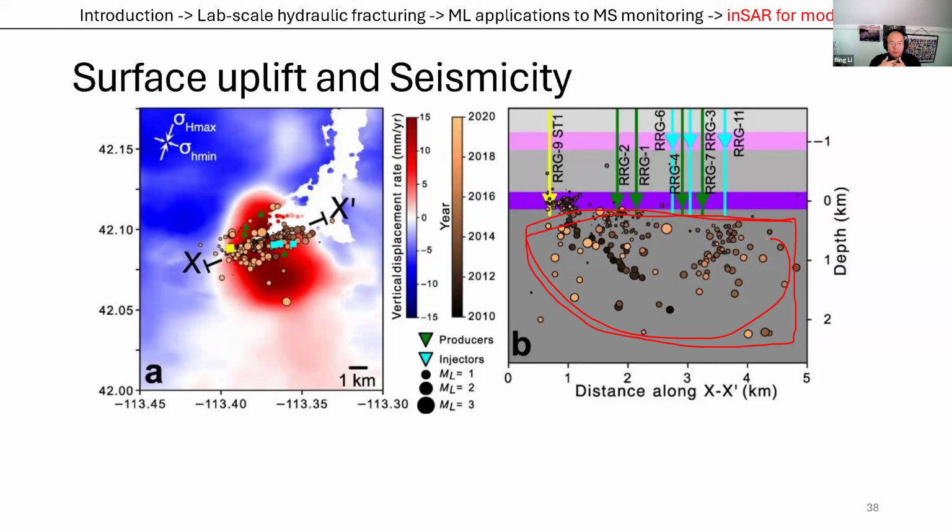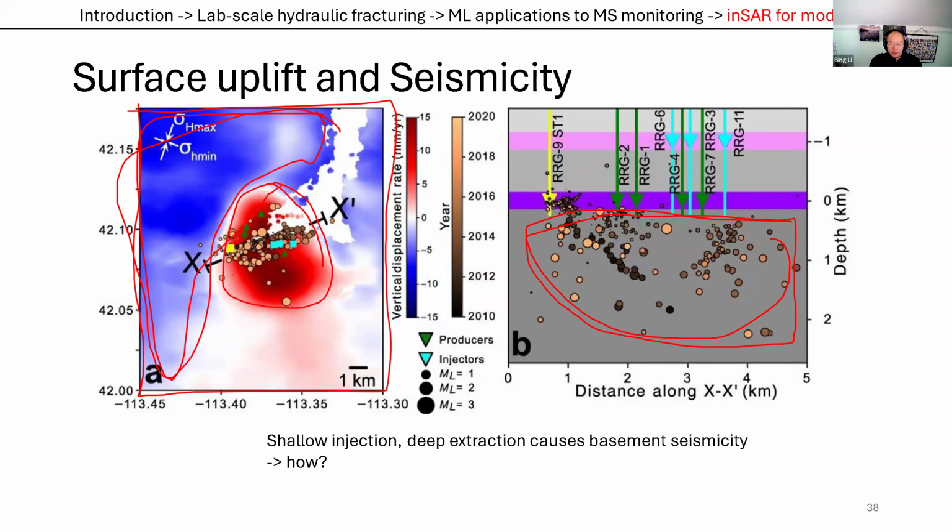Luckily, Mustafa Koshmanesh, who was a fellow postdoc at the time, was able to gather a lot of InSAR data from the same site, which is what's shown on the left here. The color is indicating ground deformation rate. Red is showing uplift, and blue is showing subsidence. As you would expect, this is consistent with a shallow injection, which creates a much smaller concentrated bulb of uplift, and deeper production, which is generating a larger zone of more diffuse subsidence.